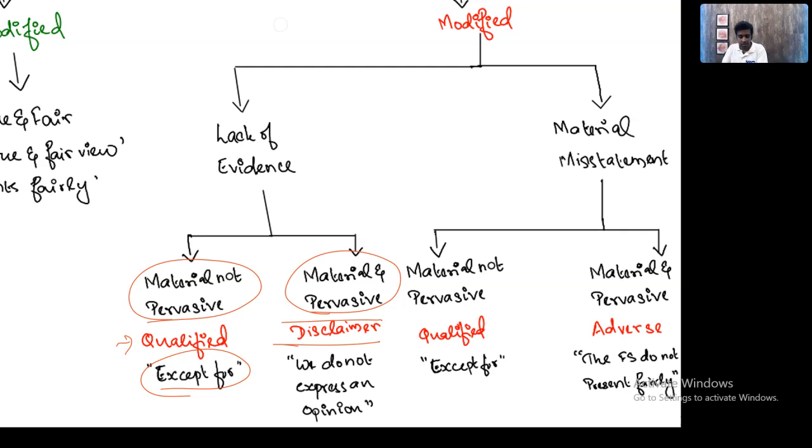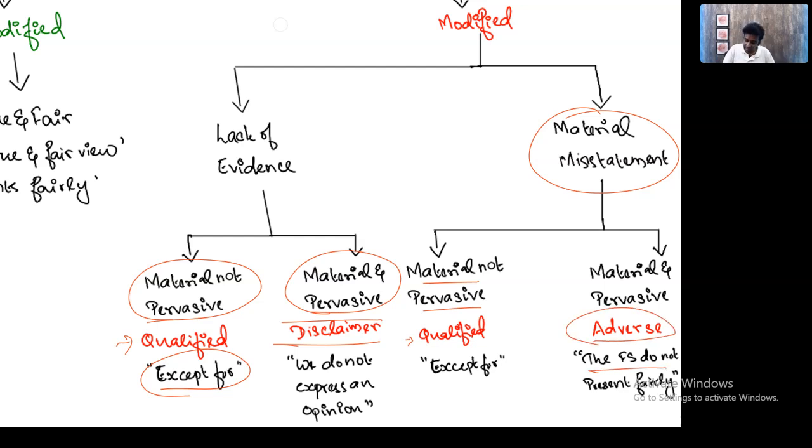And then the modified opinion can be given due to material misstatement. Material misstatement is where there is a transaction but the transaction is erroneous in nature, like it's not matching the evidence that we have gathered. If the transaction or the account is material in nature but not pervasive, we will issue a qualified opinion. Again, except for that particular account, everything else is appropriate. If it is material as well as pervasive, we will issue an adverse opinion.